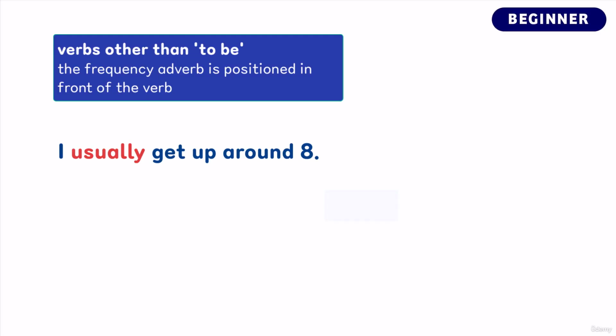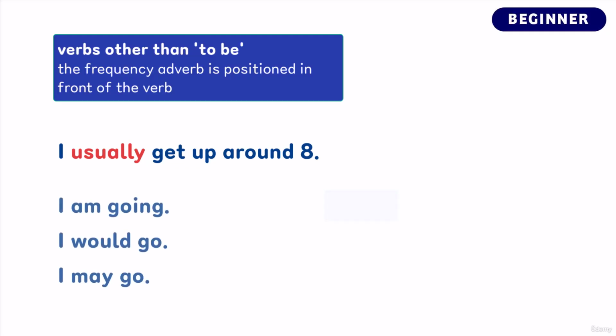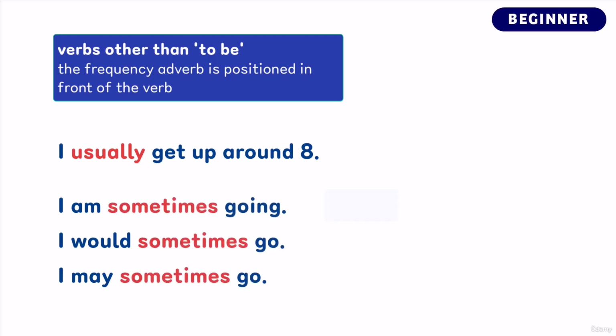One thing to note is that sometimes the verb phrase can have more than one verb, such as I am going and I would go. And when a verb phrase has more than one verb, the frequency adverb is positioned in front of the main verb. So we would say, I am sometimes going, or I may sometimes go. We will explain more about this later on in our course.